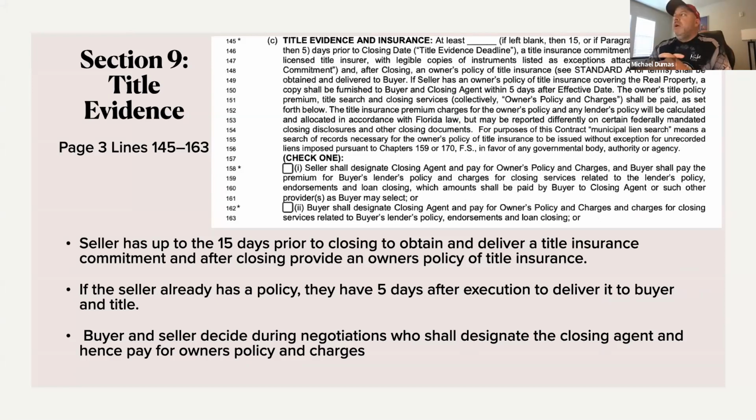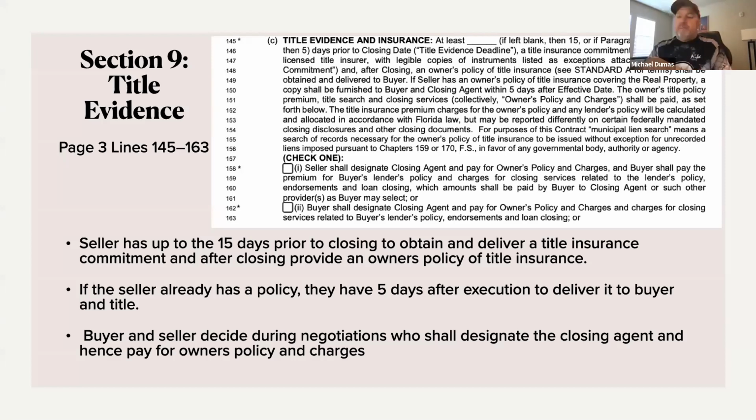If the seller already has a title insurance policy in place, let's just say they bought it a couple days ago and they already have a policy in place, they have 5 days after execution to deliver it to the buyer and title because it can be reused. That may be a question you ask: do you have an existing owner's title policy? We need to see that.